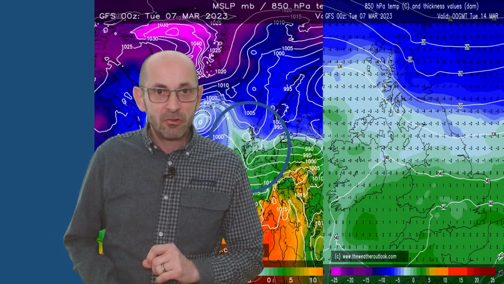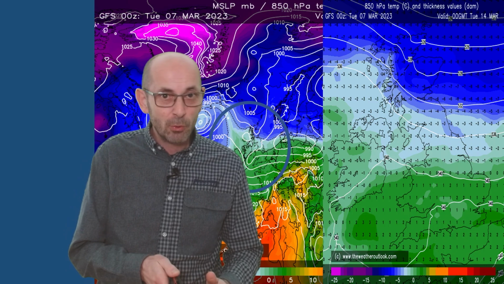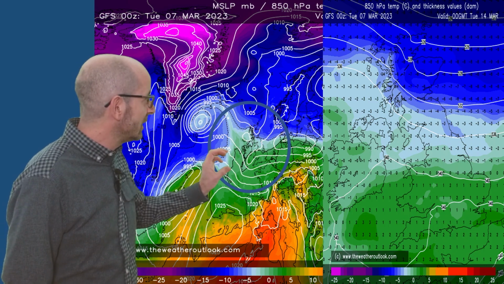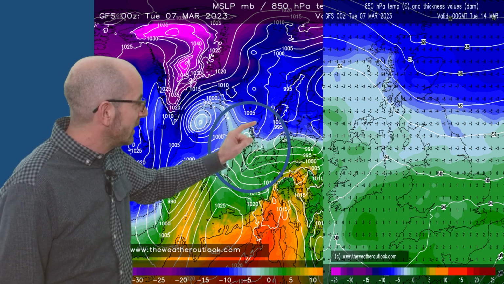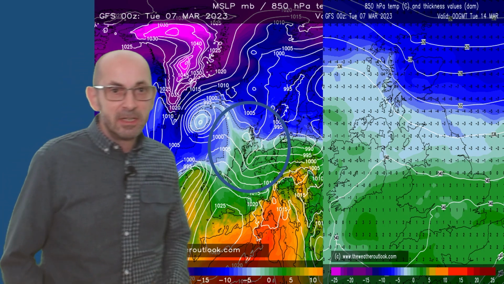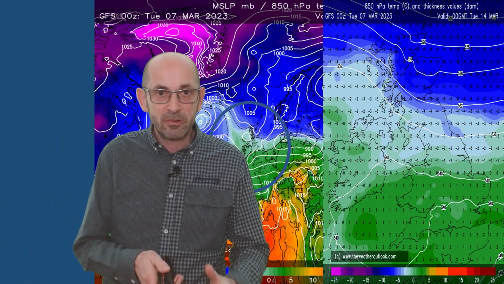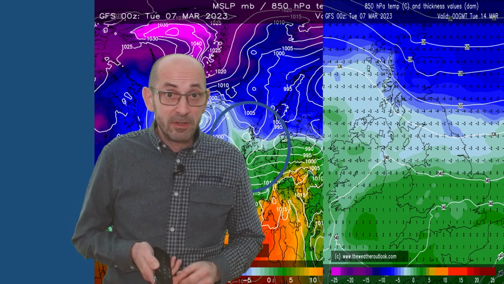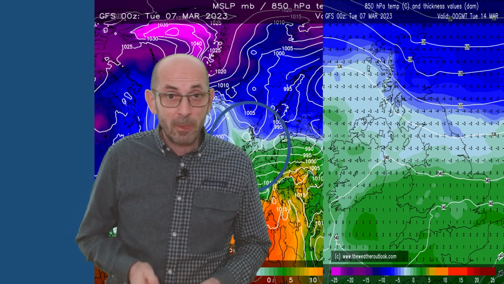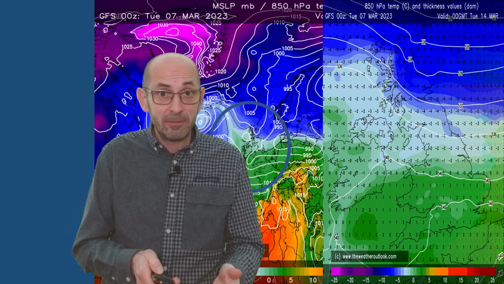Here is the GFS, Tuesday the 14th of March. An Atlantic flow really at this point. Colder air still in northern Scotland, as can be seen on the chart on the right hand side, which shows the zoomed in view across the UK. Temperatures at about 1500 metres above sea level on both of these plots. It's an unsettled or changeable pattern.